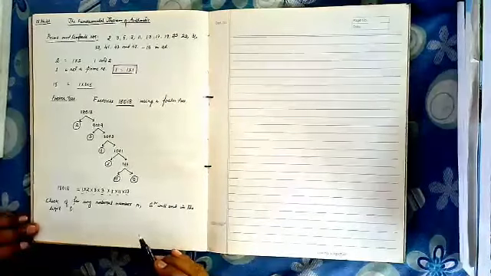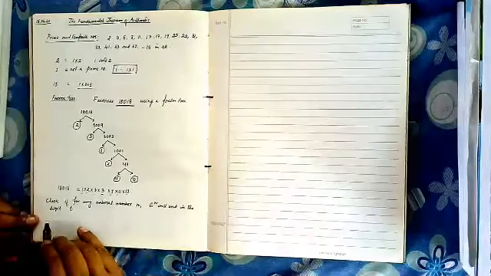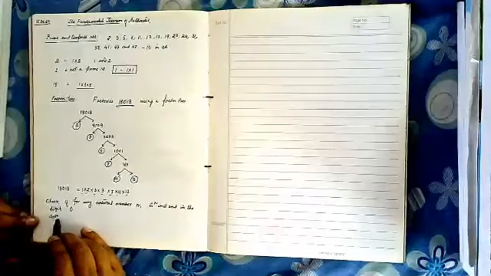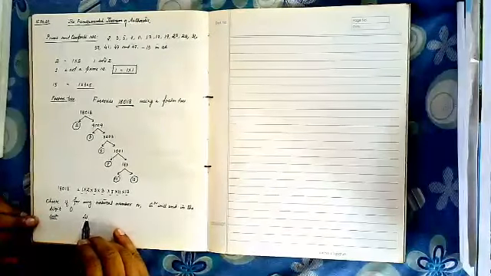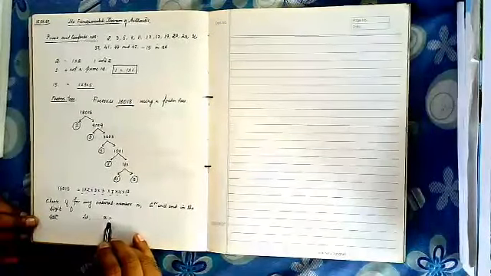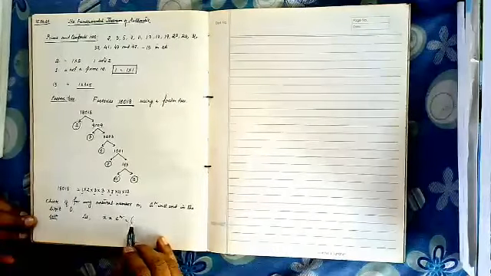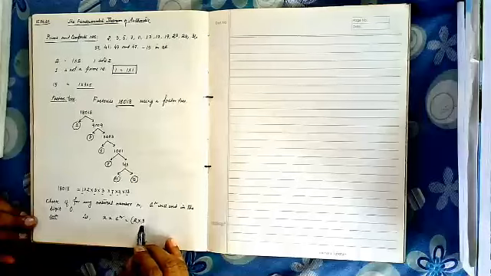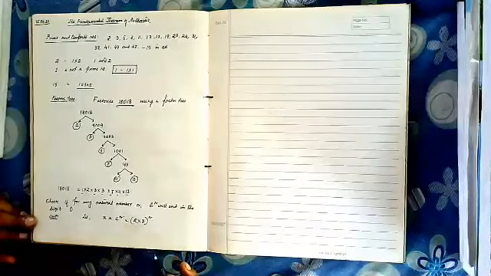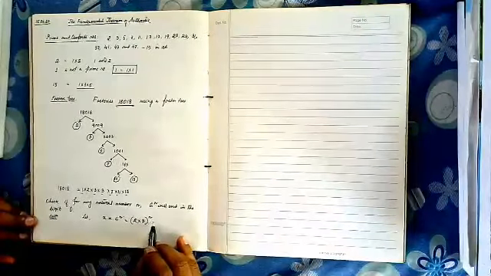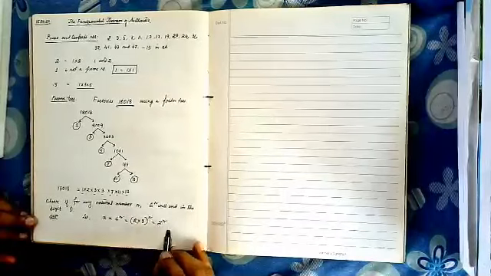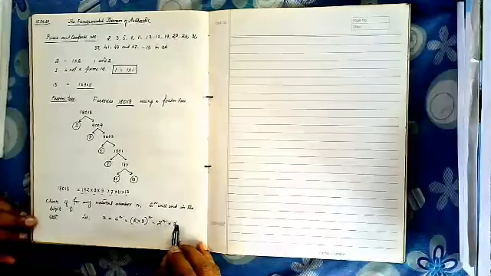Now, how to solve this one? Solution. Let x is equal to 6 to the power n, that is equal to (2 into 3) whole to the power n, that is equal to 2 to the power n into 3 to the power n.